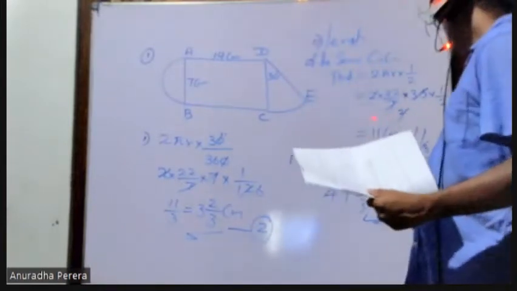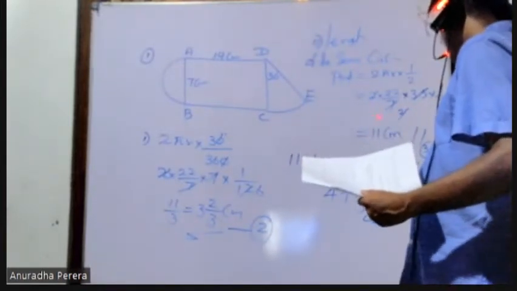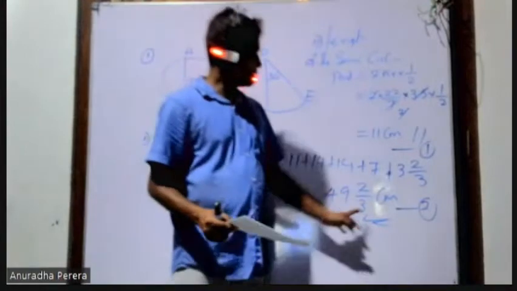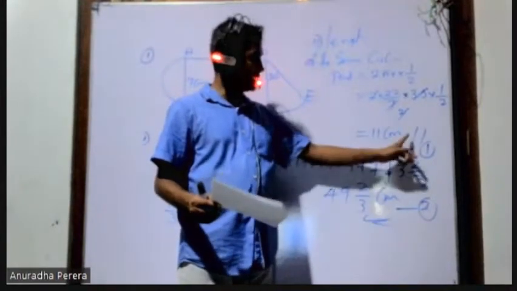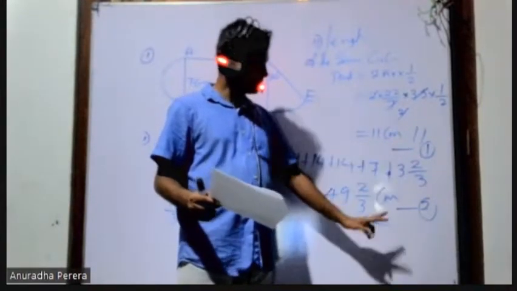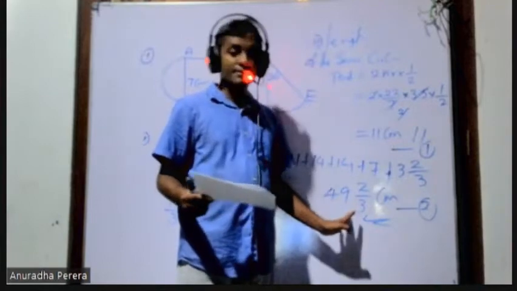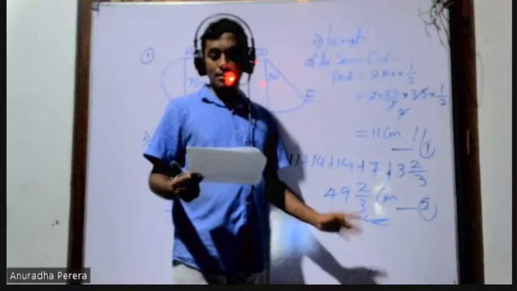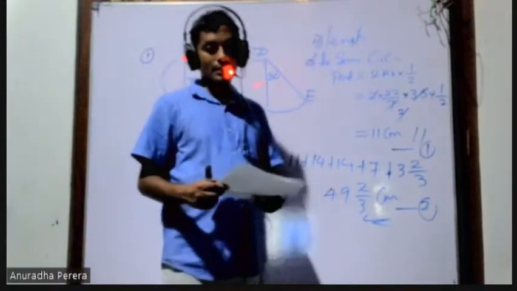To find this one, 1 mark. Finally, the answer is 49.6. For the answer, total marks 3. Final answer: perimeter of the figure is 49.6 or 49 2 over 3.